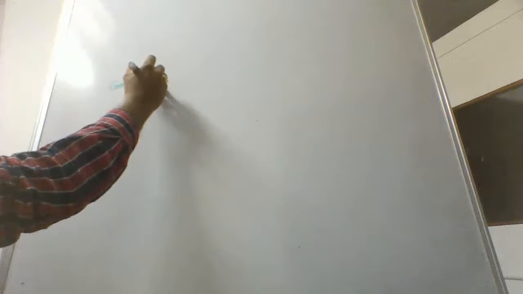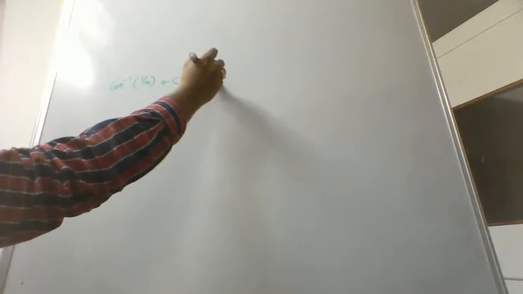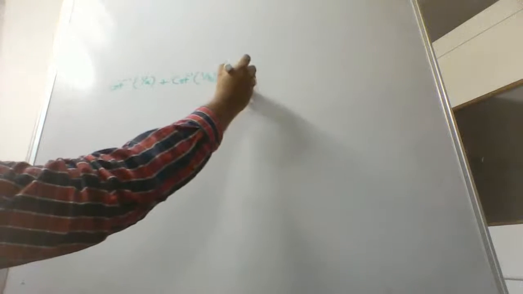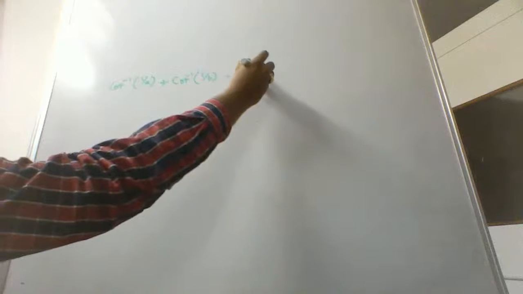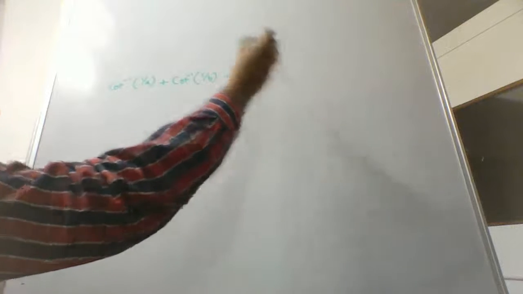Let us find: if cot inverse of 1 by a plus cot inverse of 1 by b plus cot inverse of 1 by c is equal to pi by 2. Let us try to solve this.